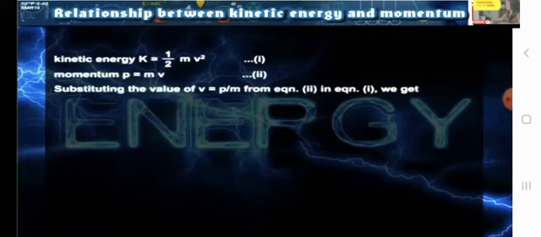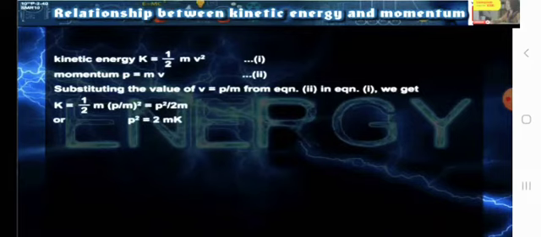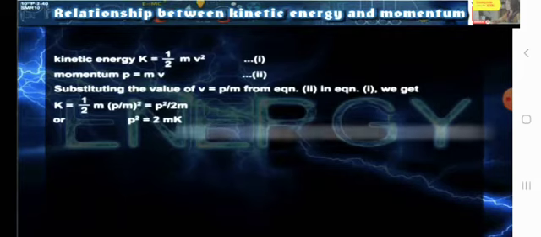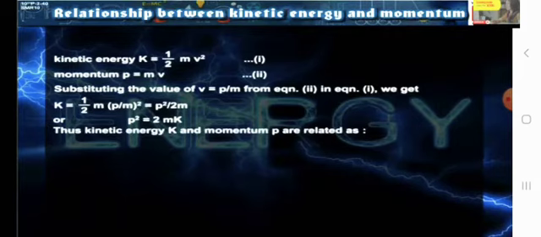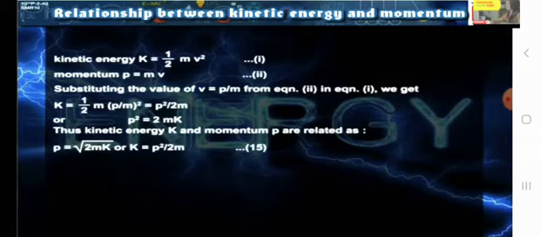Substituting the value of v is equal to P by m from equation second in equation first, we get K is equal to 1 by 2 m into P upon m square, which is equal to P square upon 2m, or P square is equal to 2mK. Thus, kinetic energy K and momentum P are related as P is equal to under root 2mK, or K is equal to P square upon 2m. Let this be equation 15.